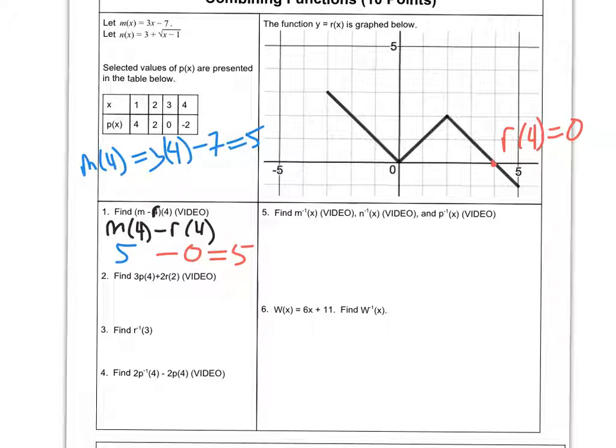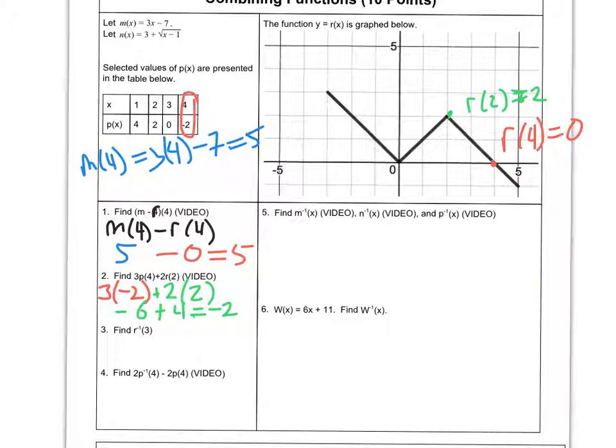All right, 3p of 4 plus 2r of 2. P of 4 is the table. That's going to be negative 2. So 3 times negative 2 for p of 4. And 2 r of 2. R of 2 is going to be 2. That's a height of 2 at that point. That gives me negative 6 plus 4, which is negative 2.